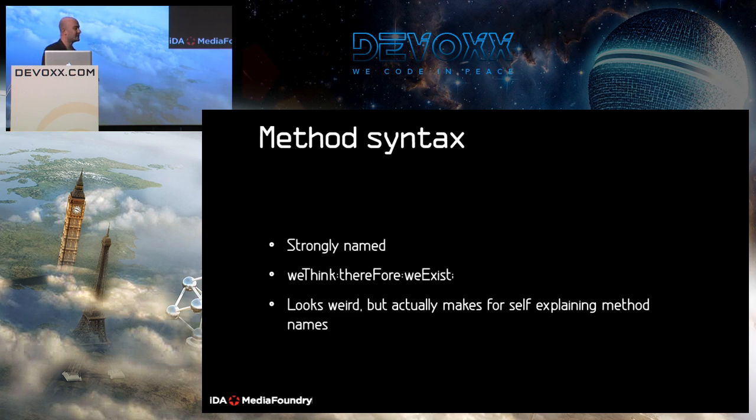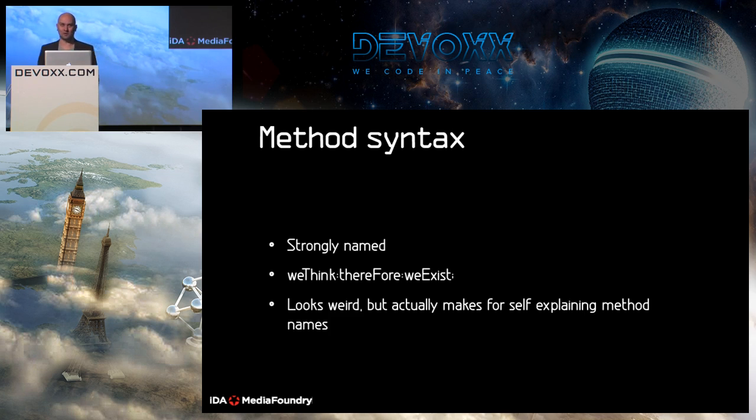We tend to think that in Objective-C method names are strongly named. Why is it strongly named? Because actually in the method name itself you specify the parameters you need to pass. So I have this little example. We think, therefore we exist, and you maybe, yeah, it's visible enough.